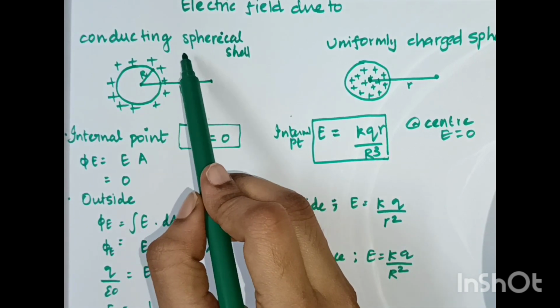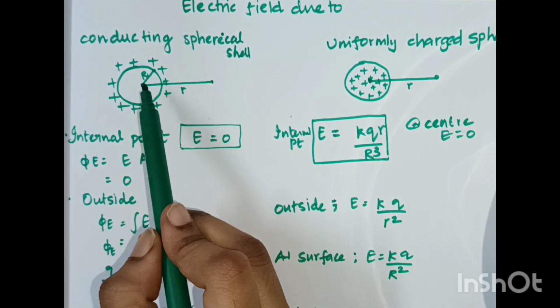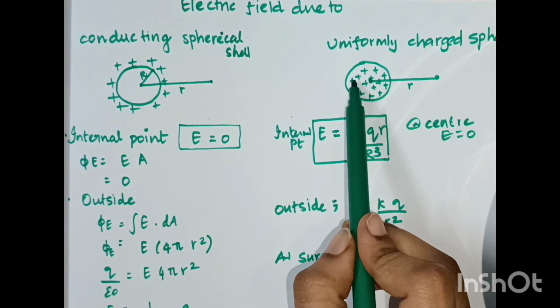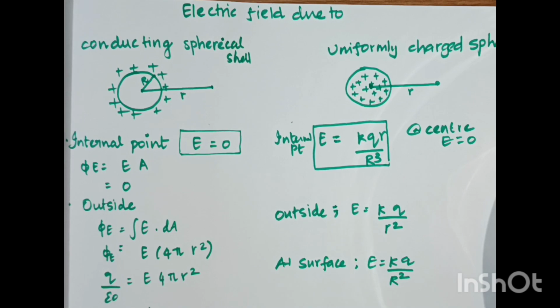If this is a conducting surface, then the charges will be present only on the surface. No charge is present inside. If you take a uniformly charged sphere, the charge is uniformly distributed all over its volume. So this is the difference between a conducting spherical shell and a uniformly charged sphere.